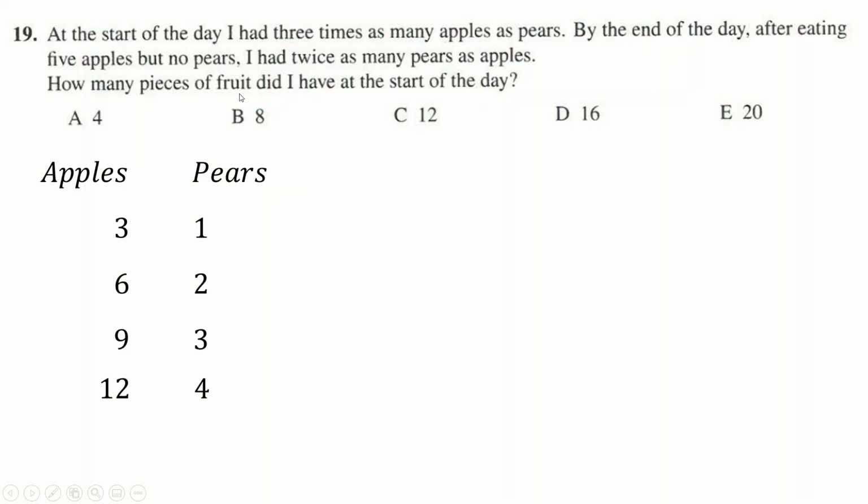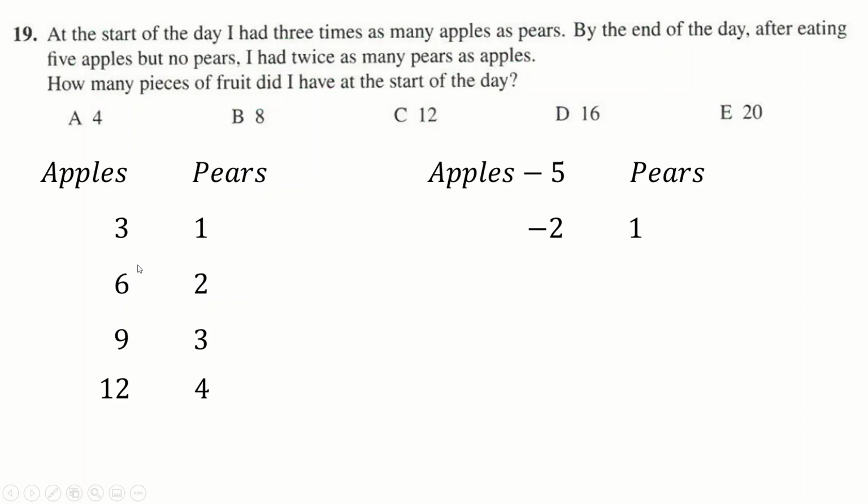By the end of the day, after eating 5 apples and not eating any pears, they now have twice as many pears as apples. So actually, we can just run with each of these guesses here and take away 5 from the apples and leave the pears alone and see which one is ratio 1 to 2. So if we take away 5 from here, we get minus 2. Now that obviously doesn't work, so we'll ignore it.